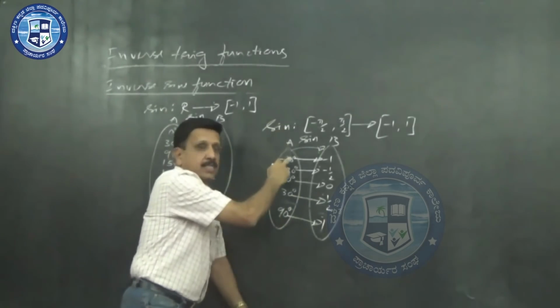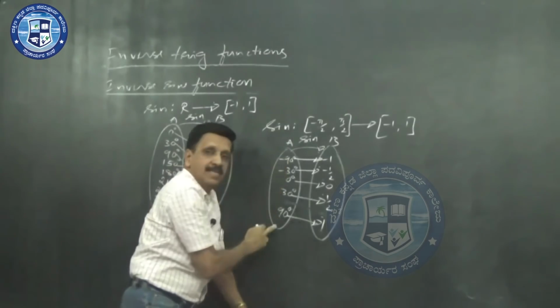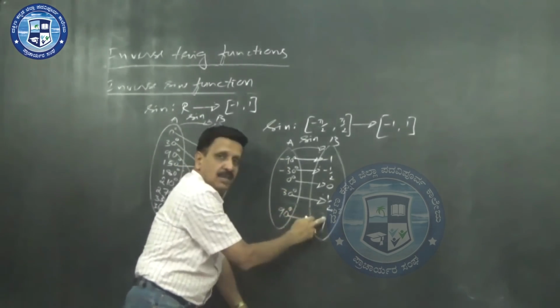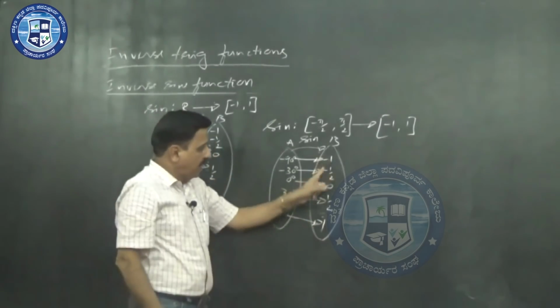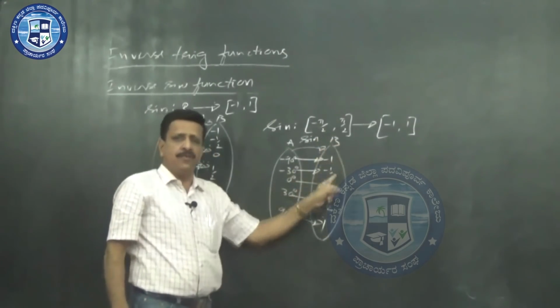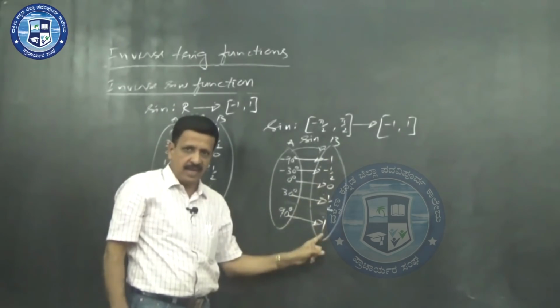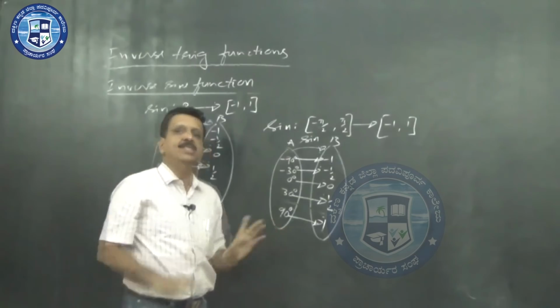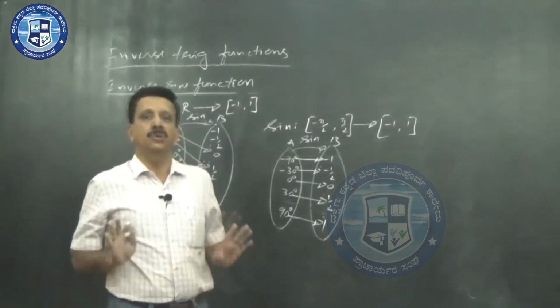No other angle between 0 and minus 90 and plus 90 will have the answer root 3 by 2. Only 60 has, which clearly says that between minus 1 and plus 1, any value if you take in set B, any element if you take, then that is the image of one element of set A between minus 90 and plus 90, which clearly says that this is onto.